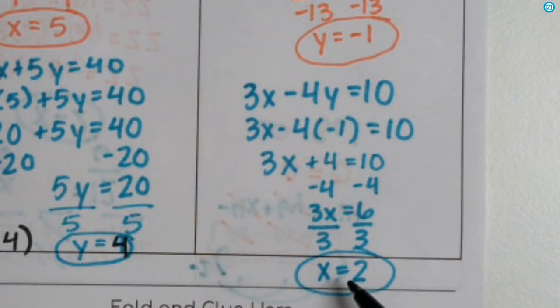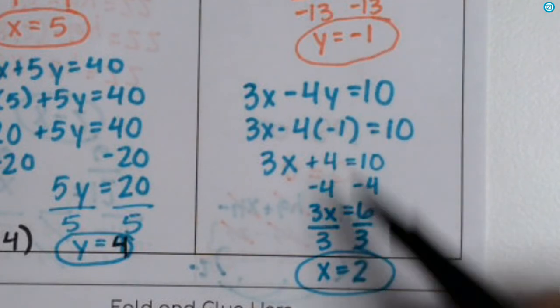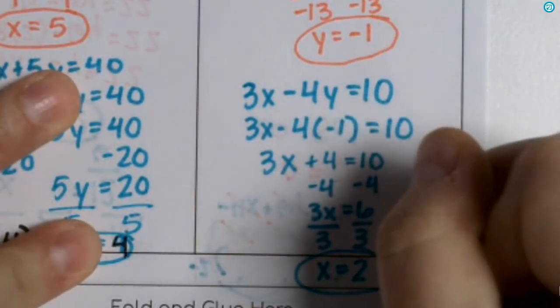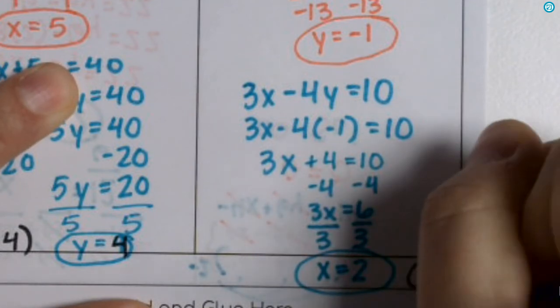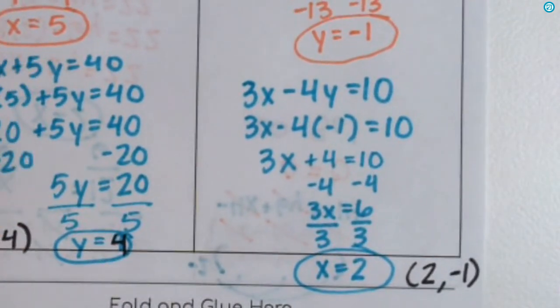I'll write my answer as an ordered pair. X always comes first, so it'll be 2, comma, negative 1. My lesson learned, I should have made this box a tiny bit bigger.